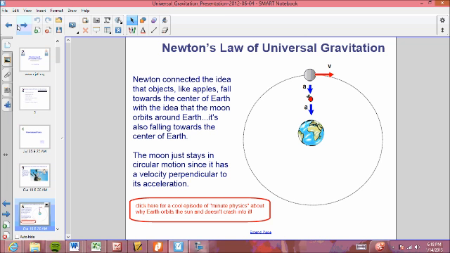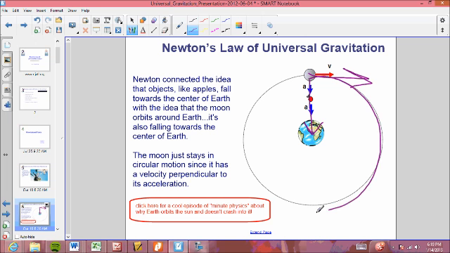So if you think about circular motion, alright, acceleration is going to go towards the center of the circle, and velocity goes perpendicular. So the moon is going around in this circle, and it's just acting like we did in circular motion.